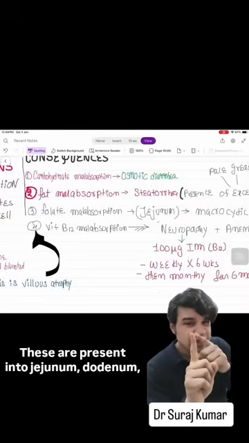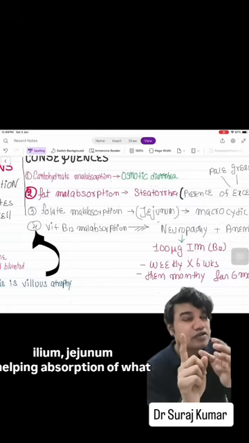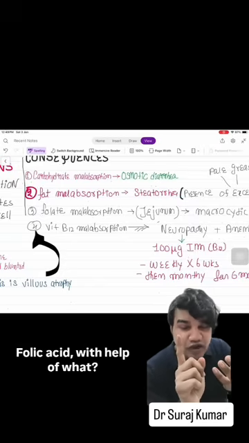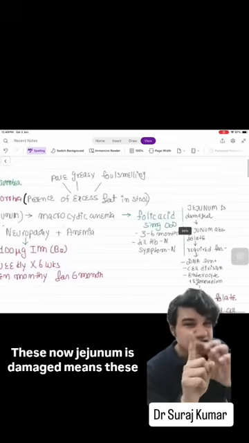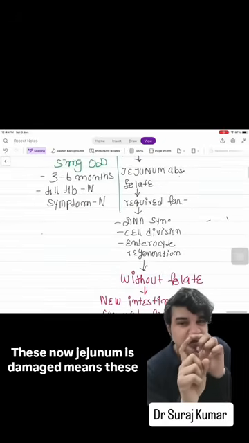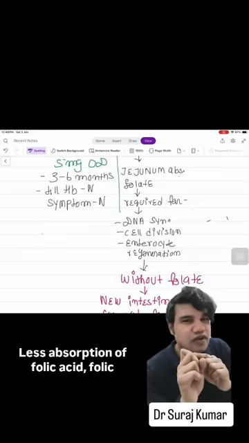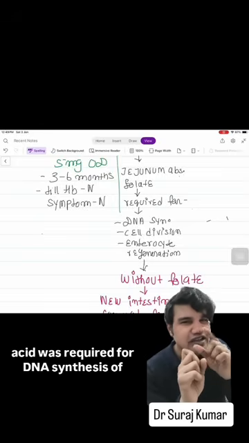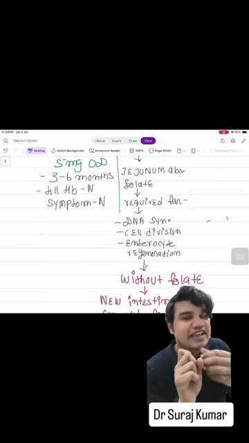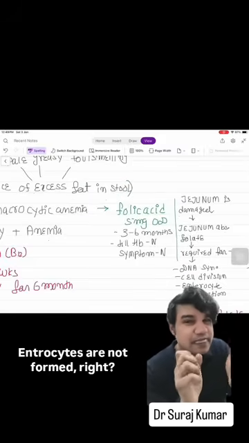What I said, these villi are present in the duodenum and ileum. Duodenum helps in absorption of what, doctor? Folic acid, with the help of what? These villi. Now the duodenum is damaged, meaning these villi are short, less absorption, right? Less absorption of folic acid. Folic acid was required for DNA synthesis of what? Enterocytes. So new enterocytes are not formed, right?